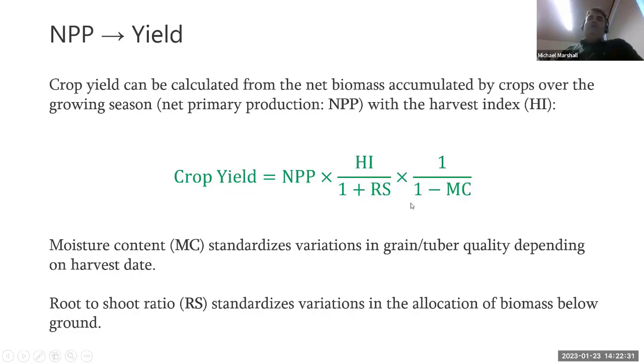You have to account for these other factors, and I show them here. These are the harvest index, the root to shoot ratio, so how much biomass is above ground compared to how much is below ground, and the moisture content of the grains. So these factors all basically are estimated either from remote sensing or from the literature or measured in the field to basically tell us what fraction of this biomass actually is crop yield.